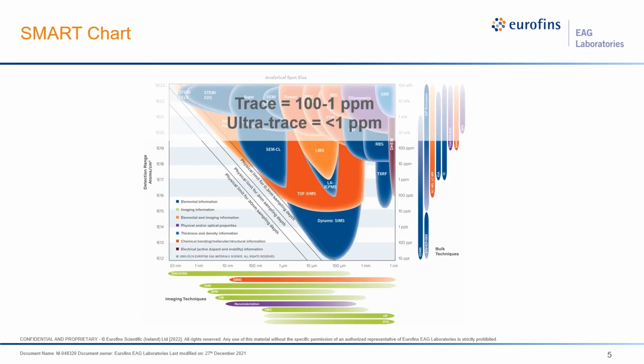So in this webinar, we'll be focusing specifically on trace and ultratrace detection ranges. In the context of this talk, the techniques we will be discussing today, shown here in the areas of the SMART chart not shaded out, or trace levels are defined as concentrations between 1 ppm and 100 ppm, or 10 to the 19 or 10 to the 17 atoms per cubic centimeter, and ultratrace as concentrations less than that.